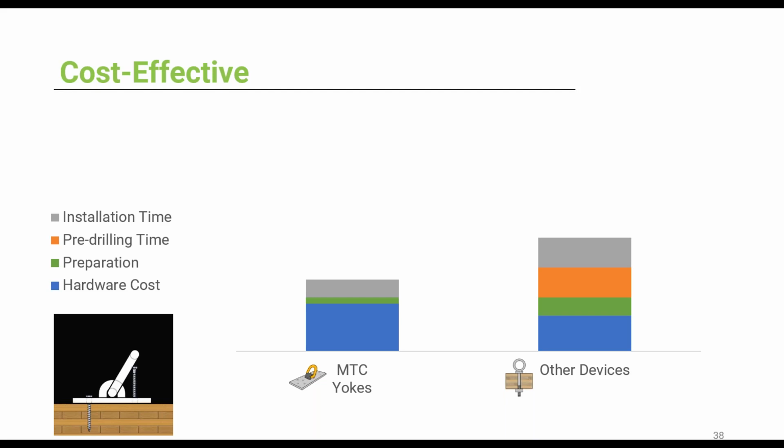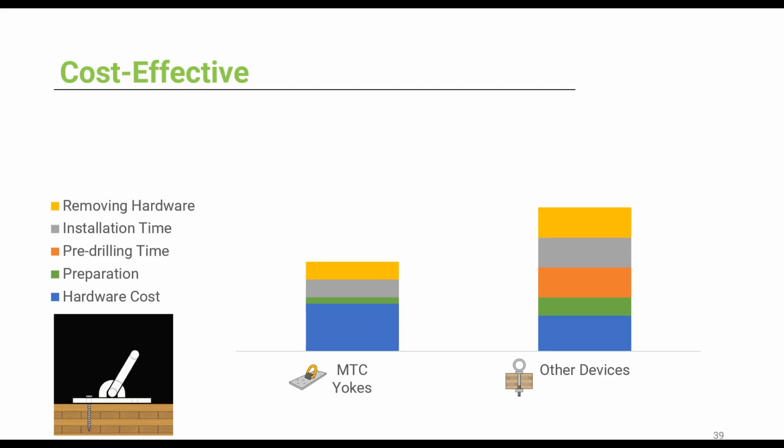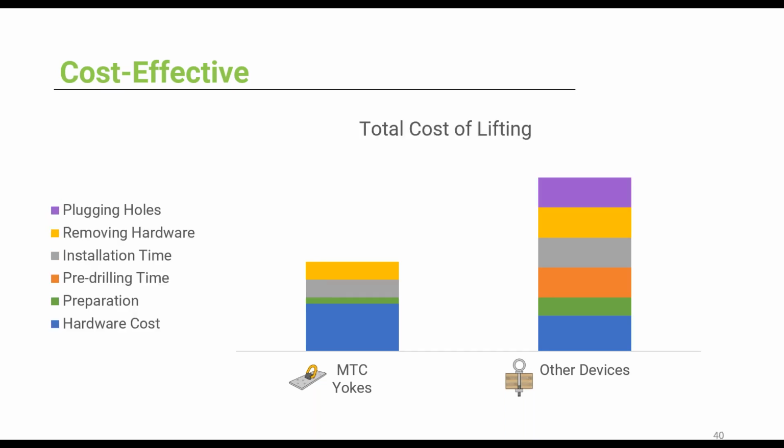So the installation time is lower, and removing the hardware is also lower in time and cost. And finally, there's no need to plug in the holes for fire and smoke prevention. Overall, the yoke anchoring system is most cost-effective once the hardware is on site and ready for installation. It's good to remember again that these systems also reduce the amount of manipulation and installation error, which makes it safer in addition to cost-effective.